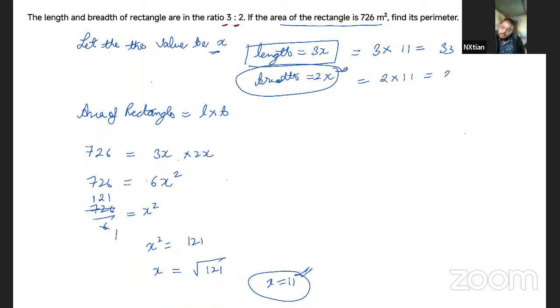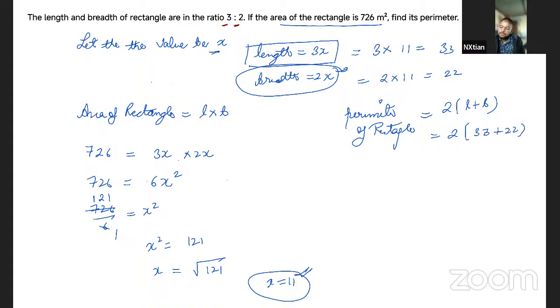So now perimeter of rectangle is 2 into L plus B. So 2 into 33 plus 22, which is 2 into 55. So it will become 110 centimeter. So this is the perimeter.